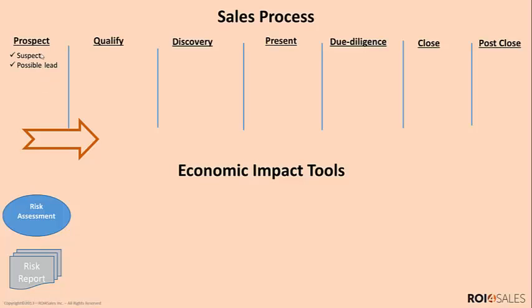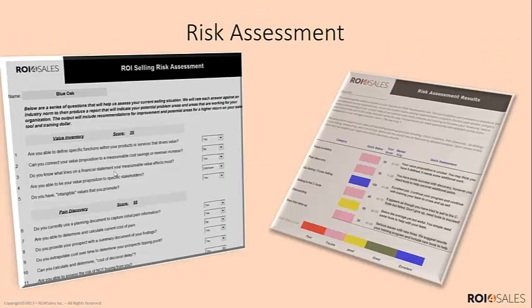Let's begin with some simple things like a prospect. When you have a prospect or a suspect or a possible lead, they all have different names in different organizations, we've developed a tool called a risk assessment. What this tool does is it gives you the ability to ask questions and receive answers like a yes, a no, or an unknown. And at the time that you answer that question, the system's actually scoring the answers. And at the end, it produces a beautiful report.